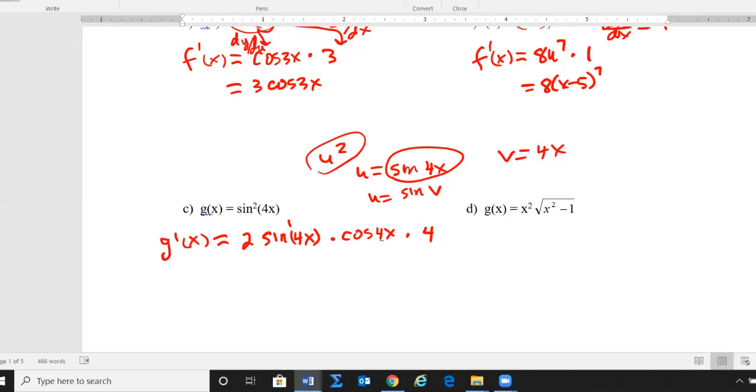So you're using this chain of compositions here to get to your derivative. And notice it's one big product. So this is going to be an 8. And we'll just write it as the sine of 4x, cosine of 4x. And that's good enough for now.